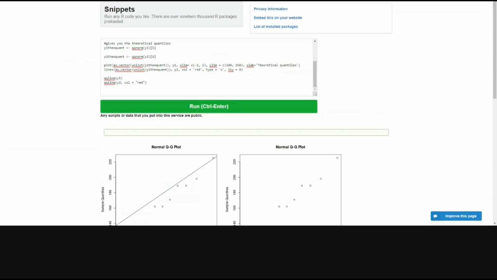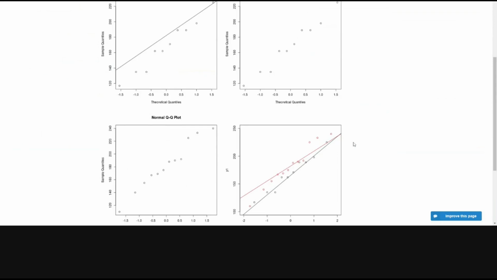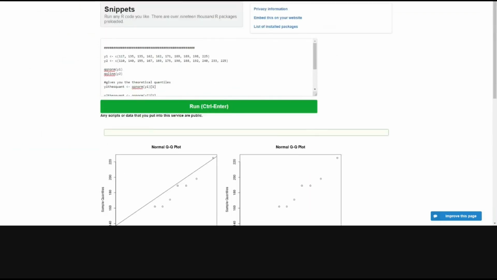Because this class, although it's not formally an R class, I do want to teach you some R. So I've got a whole lot of plots here. Let me explain the code. First of all, I wanted to show you how to plot two QQ plots together, because you have two samples from two different populations. So this is Y1, your data from population 1. Y2 is your data that came from population 2.